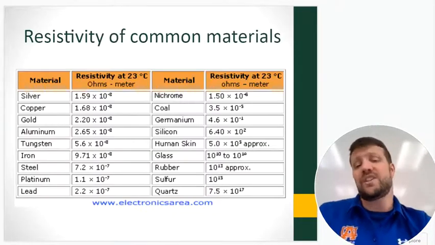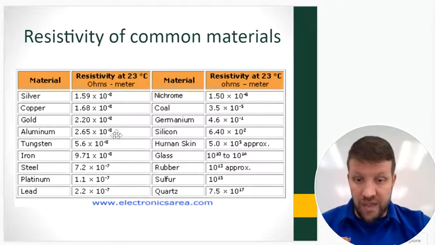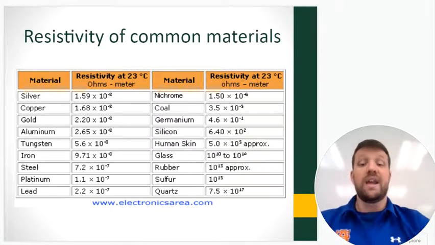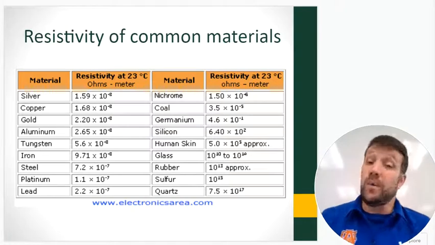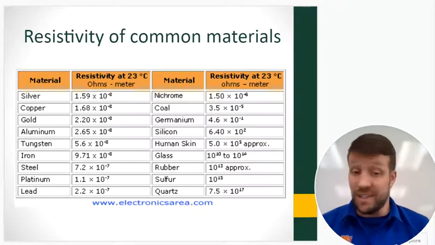I'll show you the actual resistivity of some common materials. You see things over here, metals. Metals are going to be the low ones. And the -8s and -7s that you see here in this left column are going to have the lowest resistivity. And that's what we want when we want to have a current flow through something. We want it to be as little resistance as possible.